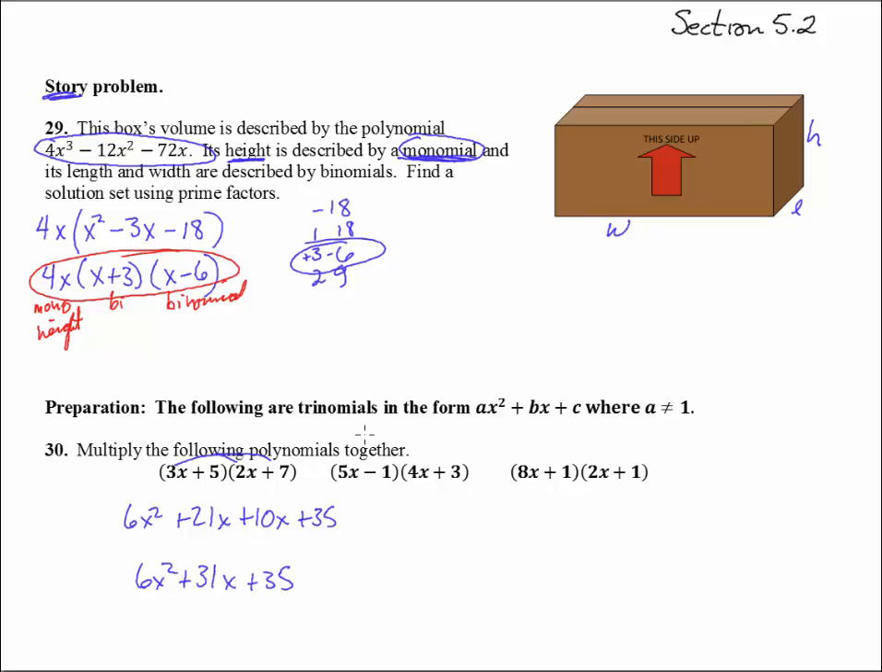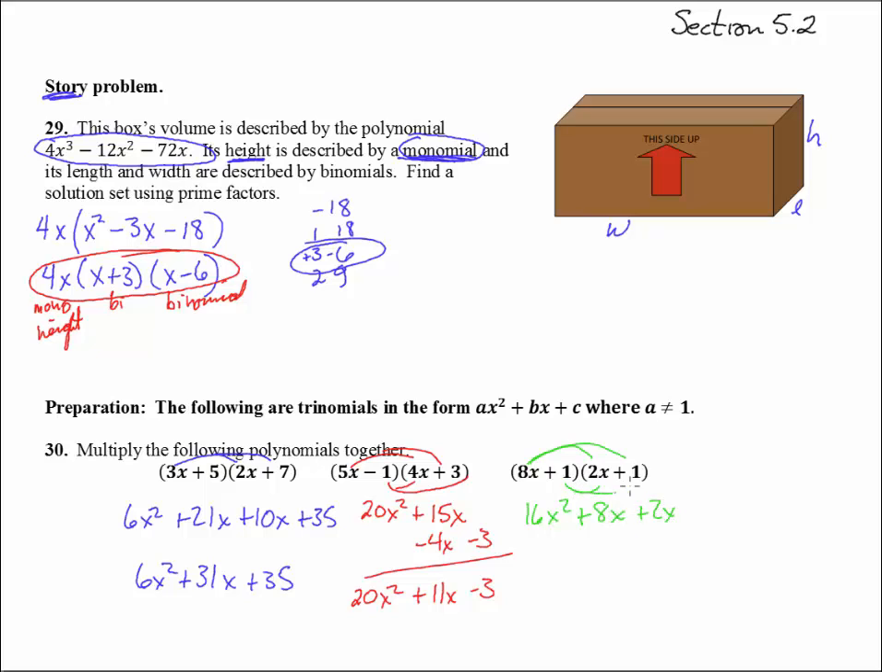Alrighty, the next one. 20x squared plus 15x minus 4x minus 3. So that'd be 20x squared plus 11x minus 3. And the last one, 16x squared plus 8x plus 2x plus 1. That's 16x squared plus 10x plus 1.